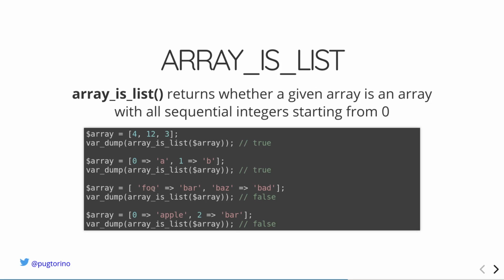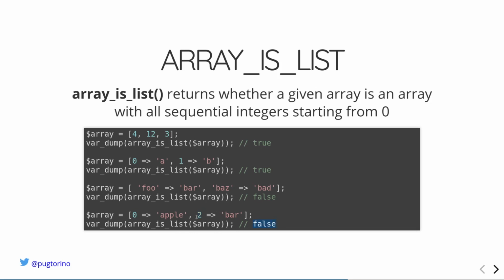If you use an associative array like this, where the keys are just strings, this is of course not a list, so array_is_list will return false. And also, this is interesting, the last example. If you try to create a list using indexes, this is an associative array where the keys are numbers. The first is 0, but the second element has index 2 and not 1. So for array_is_list, this will be false because this is not a list.